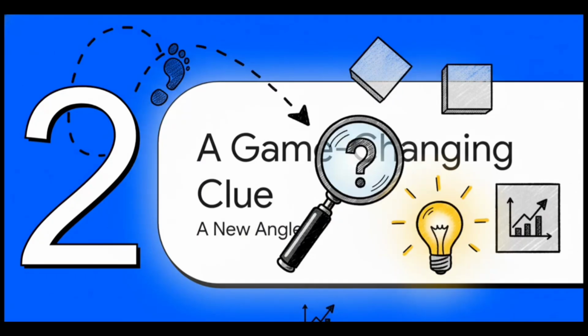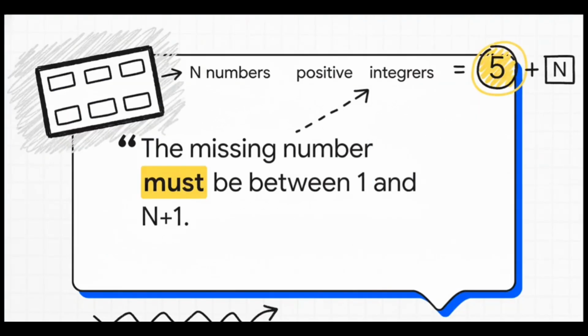So, when that first lead goes cold, a good detective has to find a new angle, right? That one little piece of insight that changes the entire investigation. And in this case, we have one. And trust me, it's a total game changer. Here it is. This is the core insight, the aha moment. Just think about it for a second.